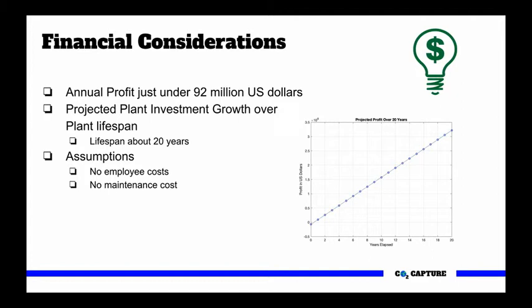great potential. The average lifespan of a coal gasification plant is approximately 20 years, and the graph on this slide shows that the 20-year earnings of the plant far outweigh the initial investment cost of the reactor and the first bulk batch of 2 molar NaOH.